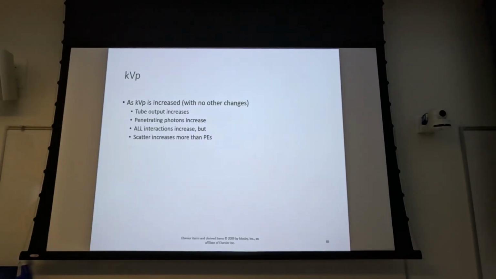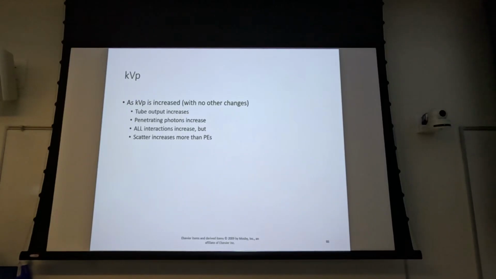So we get an increase in photoelectrics, but we get a much higher increase in penetrated photons, and we get an increase in scatter. So in that way, we get an increase all the way across the board. All interactions increase with an increase in KVP. So we get an increase in penetration, an increase in scatter, and an increase in photoelectric. But percentage-wise, we get more penetration than photoelectric. So that's why we say that as we increase KVP, we decrease photoelectrics. It's not that we decrease a number, but the percentage of photoelectrics compared to penetration and scatter decreases.